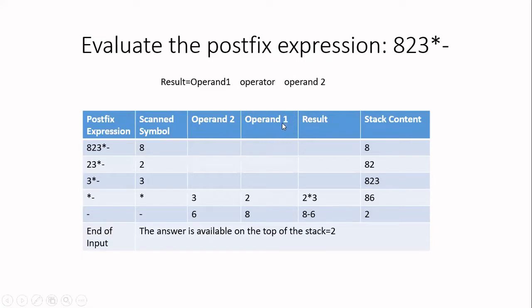And when you get an operator, you have to apply the operator on the two operands you popped, that is on operand 2 and operand 1. Finally, you will get one result. So that is the fifth column. And the last column is after you get the result, you will be pushing the result into the stack if you get an operator. Or if you get an operand directly, you will be pushing the operand in the stack. So that is the stack content, which is the last column.